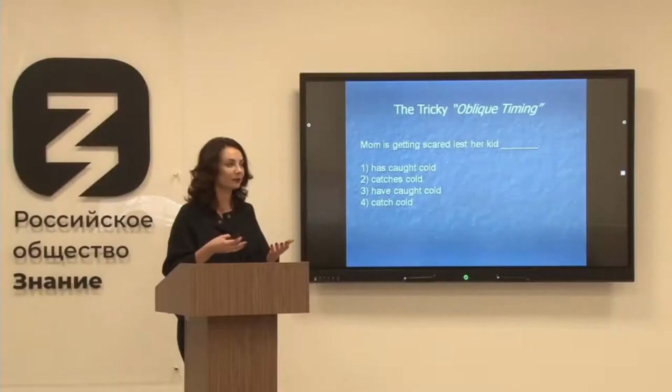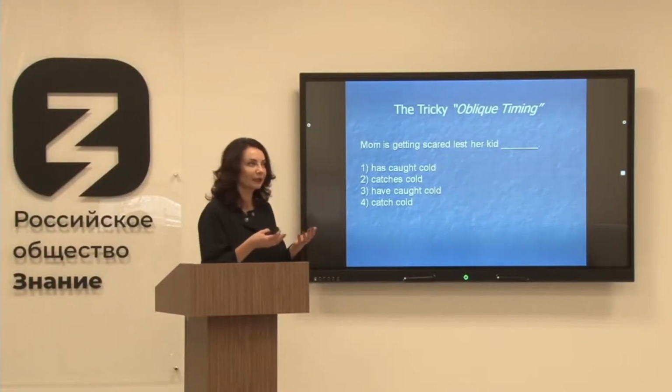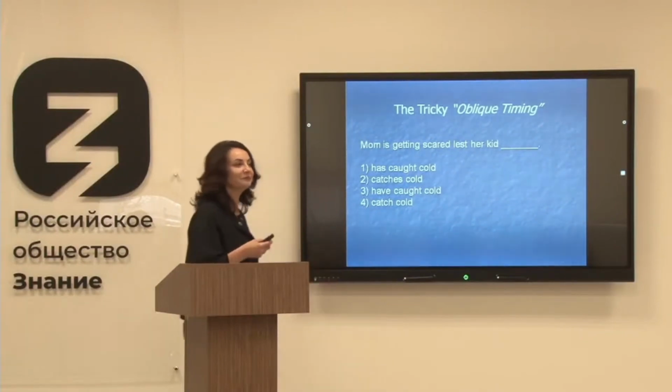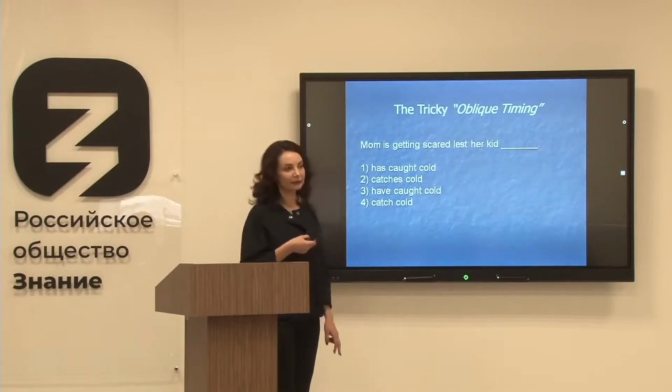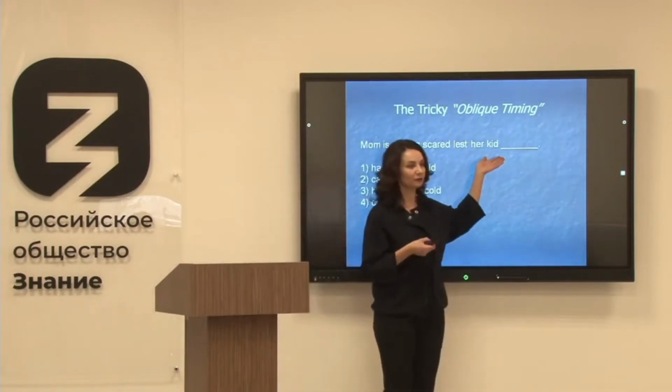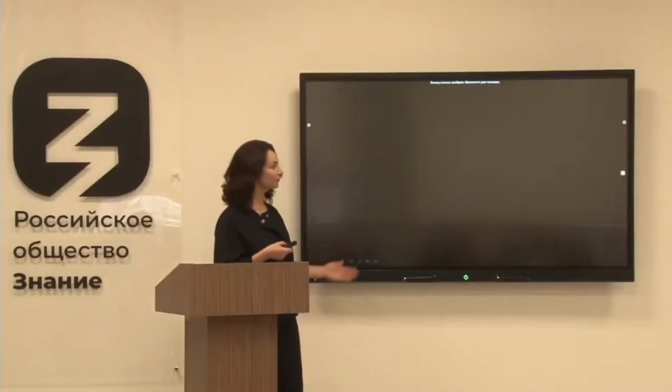Yeah? Just mom may be scared that her kid is getting cold at the moment, yeah? And mom can be scared because her kid has got cold already. Yes. So we can choose third or fourth variant, because... Number 3 and number 4. And what about the subject being in the third person? How can you explain? Our subject is in the third person, right? But you have chosen number 3 and number 4.